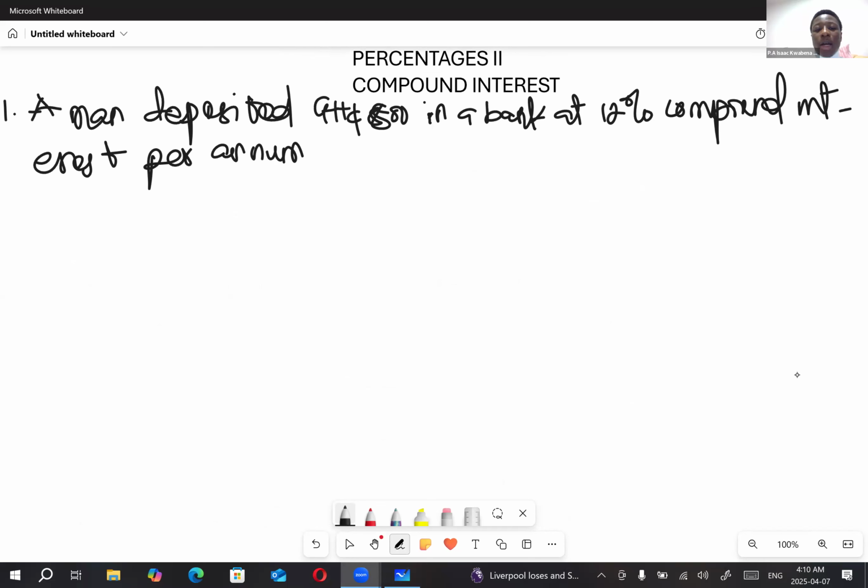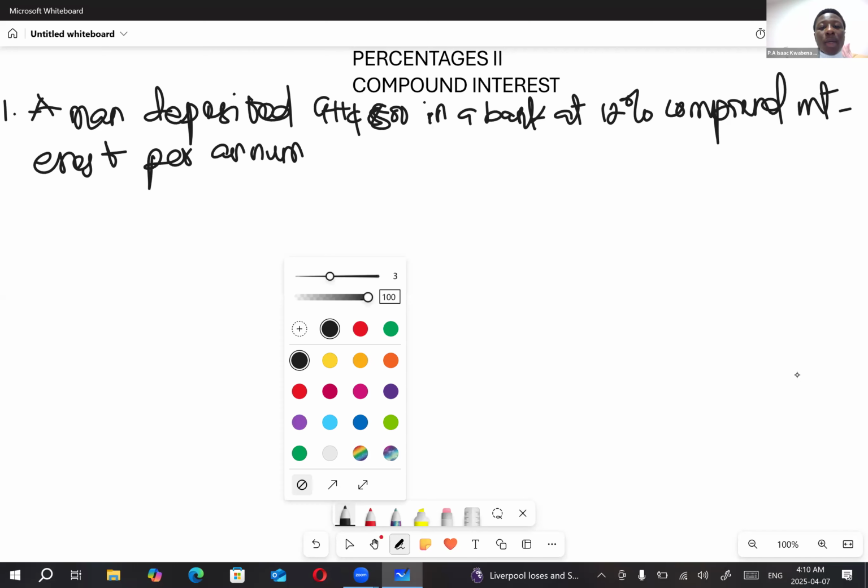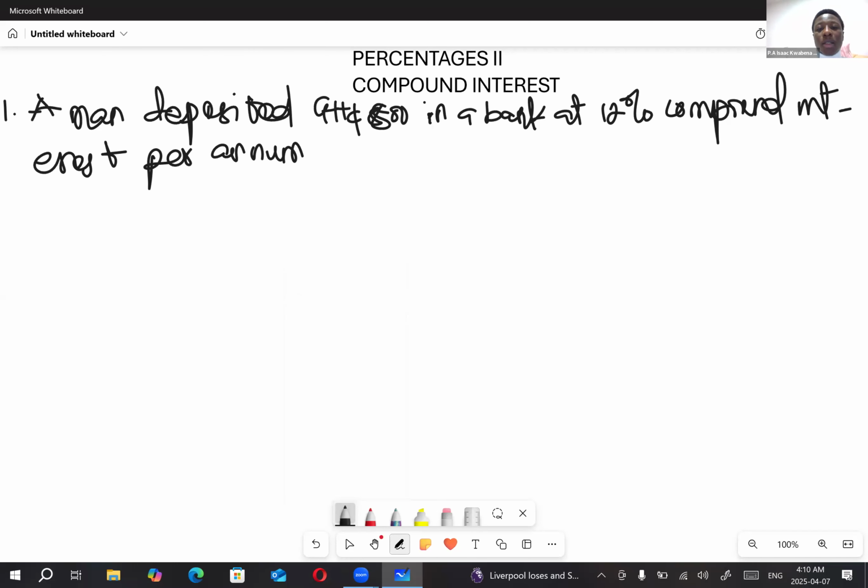Was it Claudia or Cassandra helping me out? The reading, sir. Who was reading? Cassandra. Okay, please go ahead. Per annum. A man deposited 800 Ghana cedis in a bank at 12% compound interest per annum. Go on. Find the amount at the end of the third year and the compound interest.